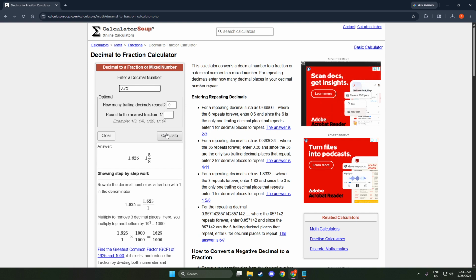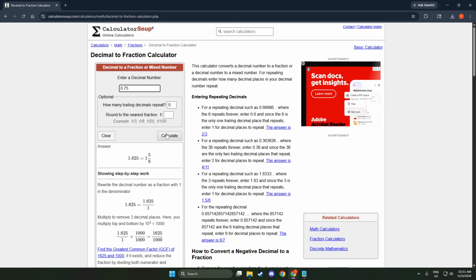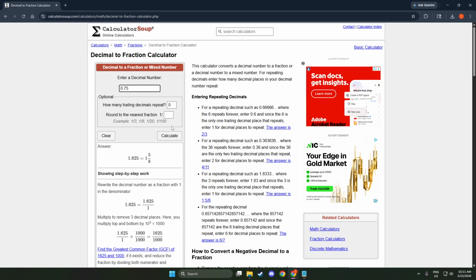If your decimal is long or repeating, include as many digits as you reasonably trust. The converter uses what you type to determine the closest fraction, so more accurate input usually means a better fraction. This step is all about precision. Double-check for extra spaces or unintended characters so the tool reads the number correctly.